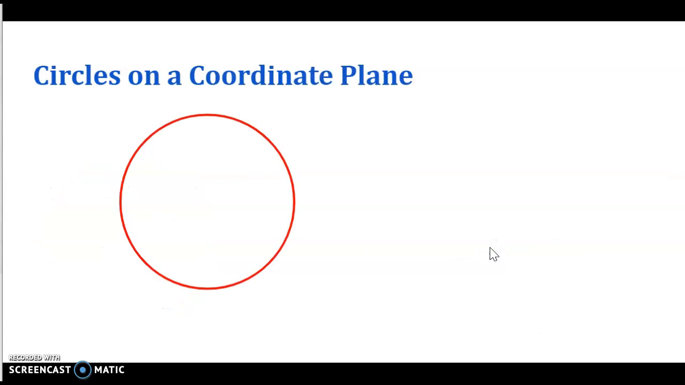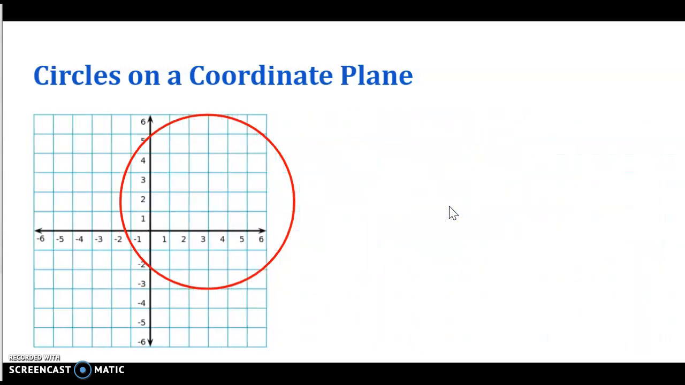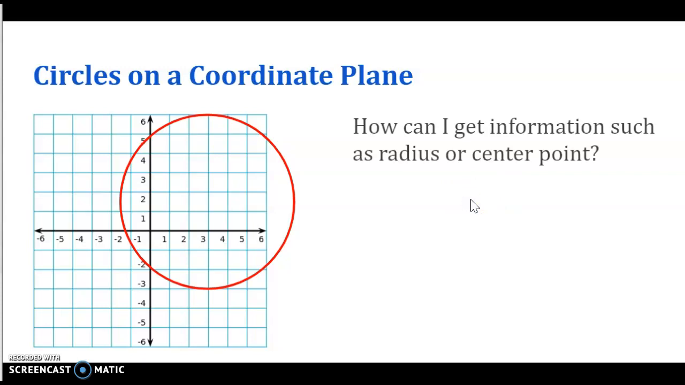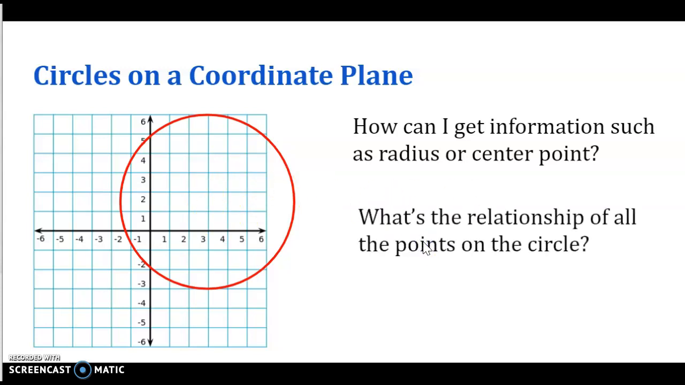Okay, so up to now we've been looking at circles in terms of geometry. But we want to look at them in terms of algebra. Say we bring that circle into the coordinate plane, now we're looking for an equation of this circle. How can I get information such as the radius or center point if we put that on the coordinate plane? What is the relationship of all the points on the circle?